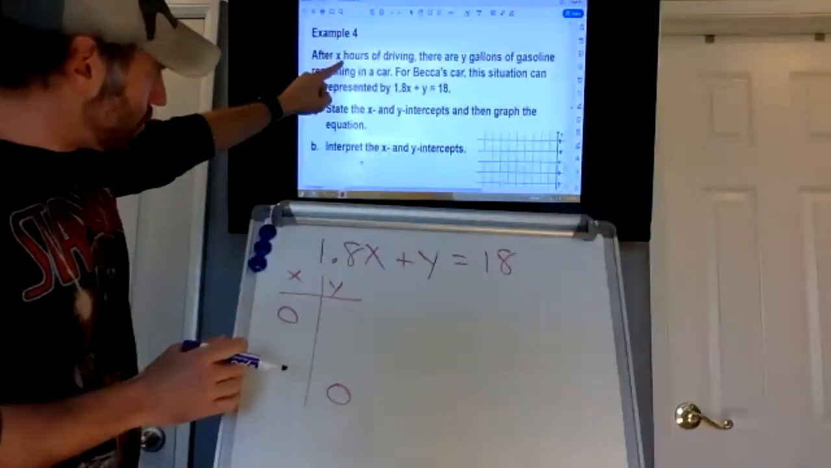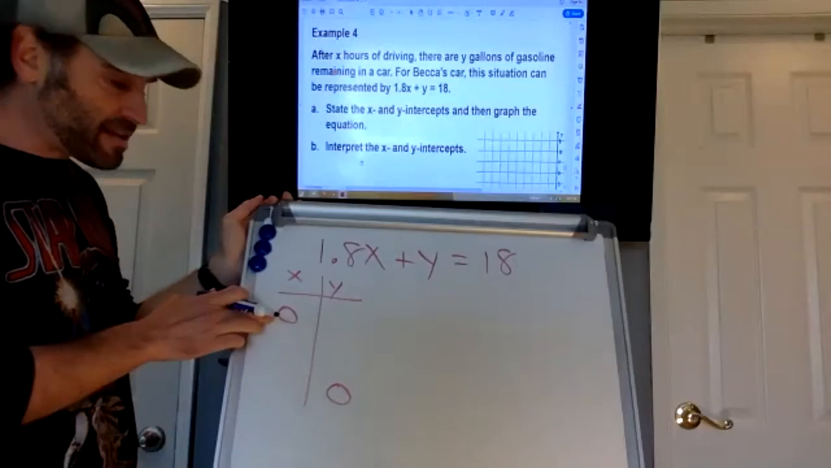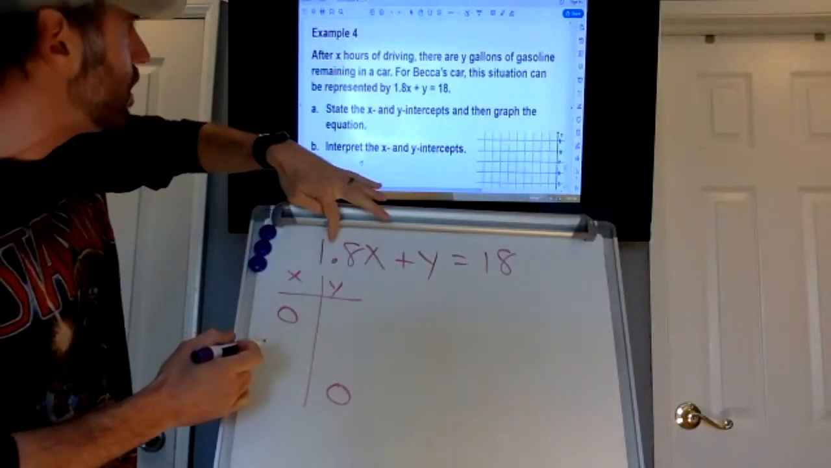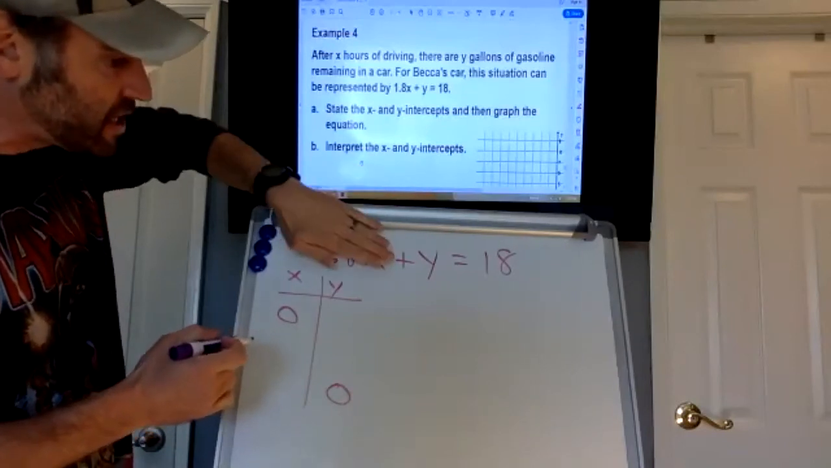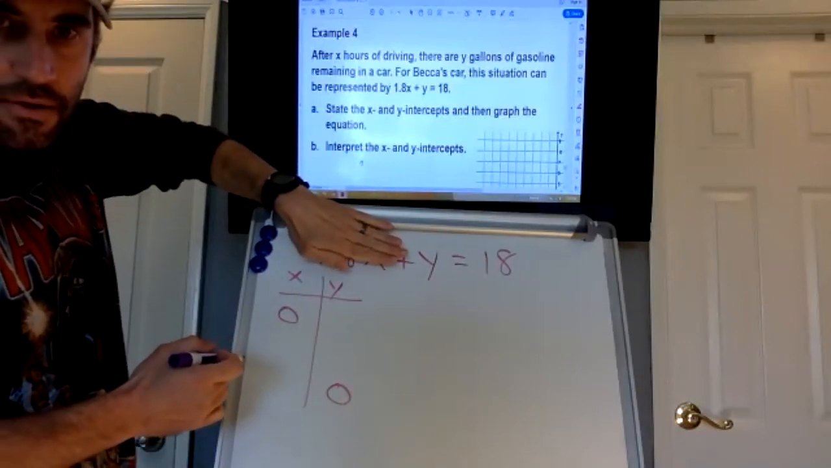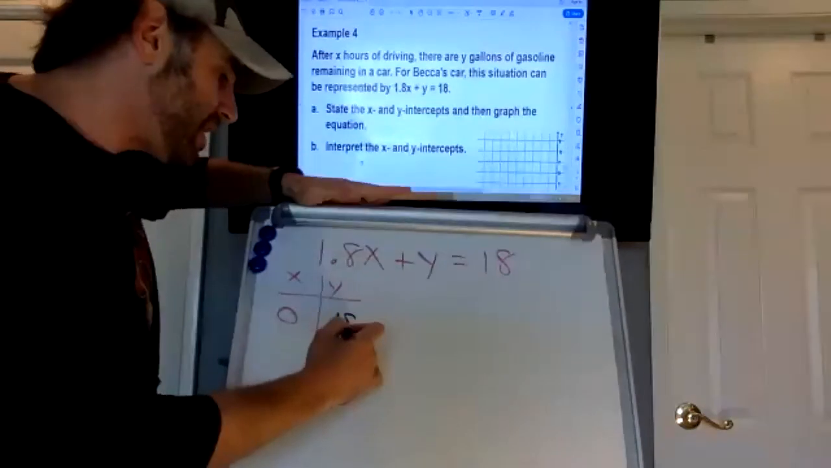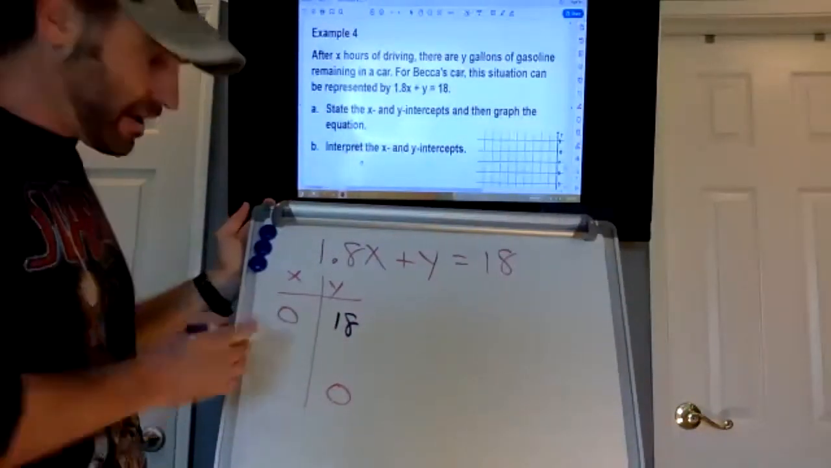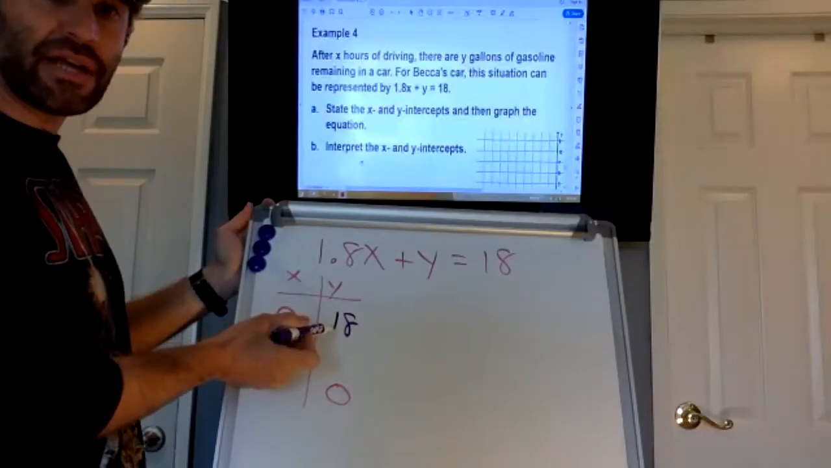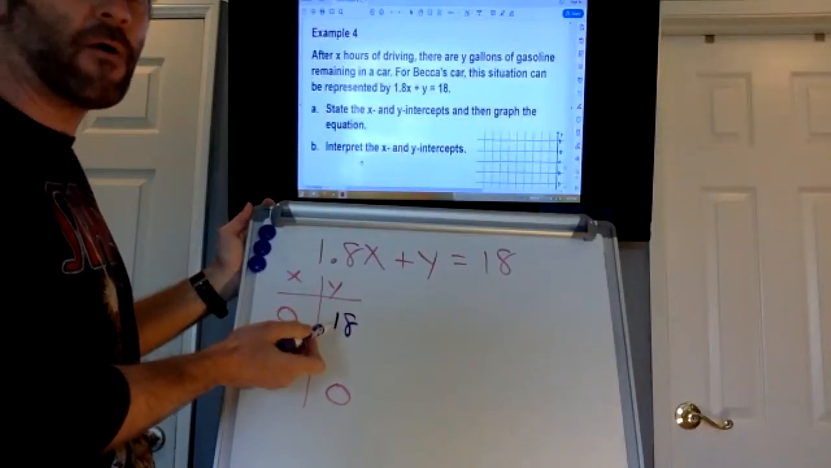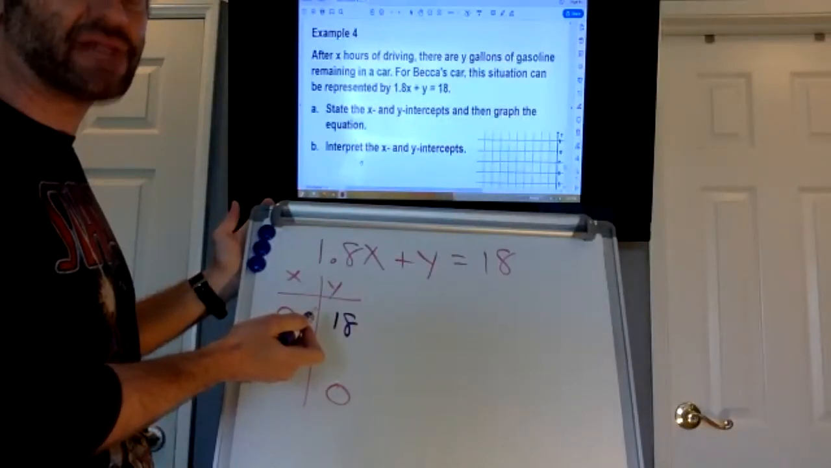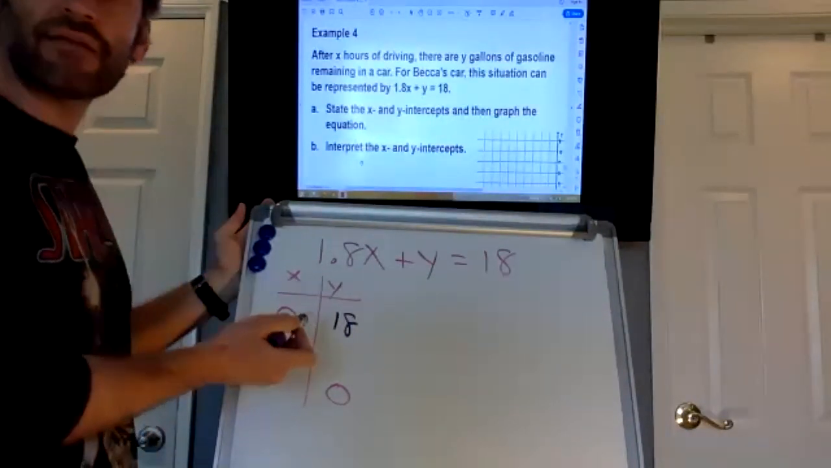X is hours of driving. When you put X as 0, you're saying I am not driving at all. So it doesn't matter that it's 1.8 here. It's 1.8 times 0. That's gone. Y is 18. That means I have all 18 gallons of gas left if I don't drive. So it occurs to you at that point that, oh, this car must have an 18 gallon tank, right? That's the capacity.